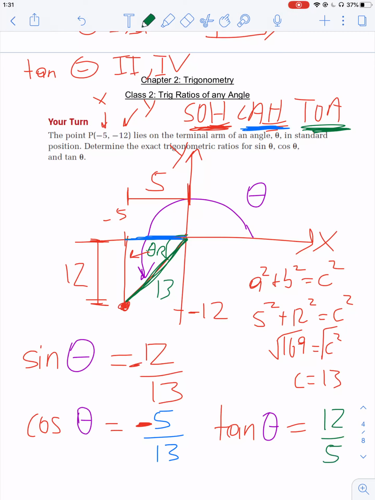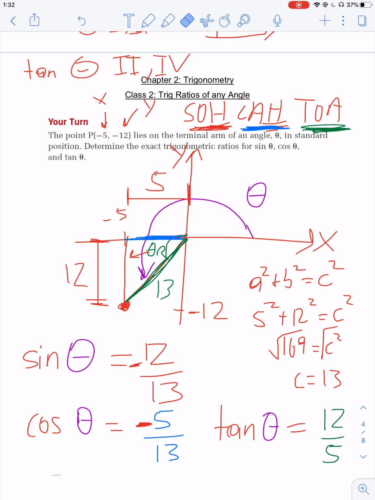Now, because both sine and cos are negative, remember, tan theta is sine theta over cos theta, or y over x. So because both sine and cos are negative, the negatives will cancel out and my value will be positive. So tan theta has to be positive here.